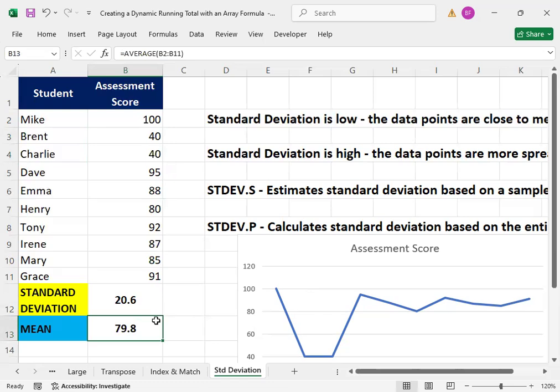So that's it. You now know how to calculate and interpret standard deviation in Excel. Try it with your own datasets and see how different values affect the results.